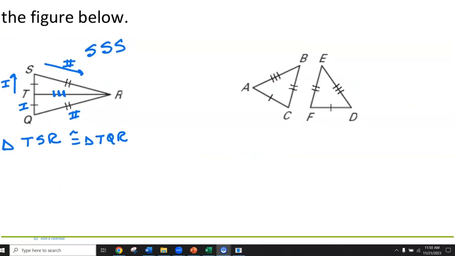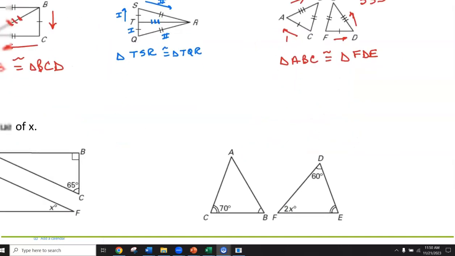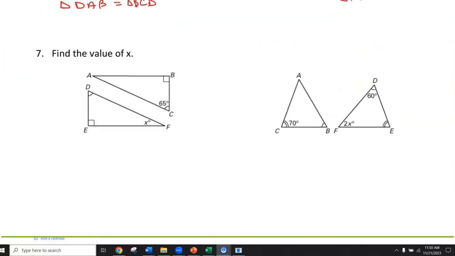Okay? Looking at this one, what do I have? Oh, look. This is another side, side, side. And I'm going to label the first triangle ABC. So what did I do? I went 1 and 3. I've got to do the same thing over here. So 1 and 3 is going to be FDE. Done. Okay. Find the value of X.